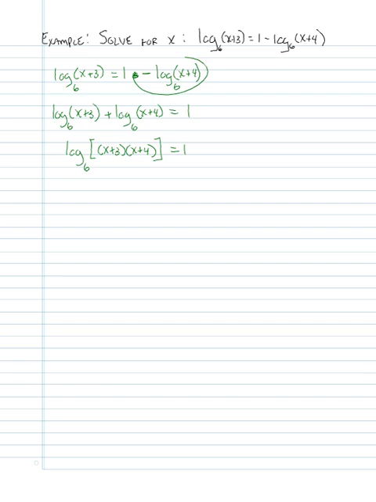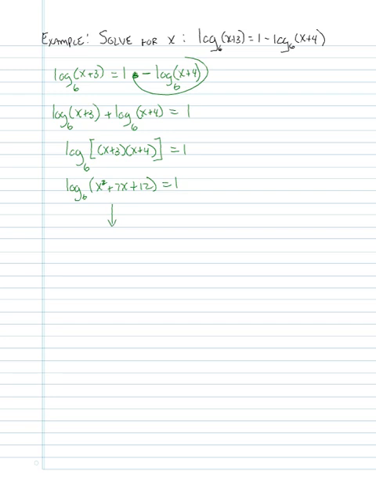Now, we could do this now or later, but I suppose I'm going to do it now. The x plus 3 times x plus 4 is the same thing as x squared plus 7x plus 12, if we were to multiply that out. That's what we would have, equal to 1. Now, that's where we are. Remember what we were trying to accomplish: get a single logarithm on one side equal to a constant on the other.